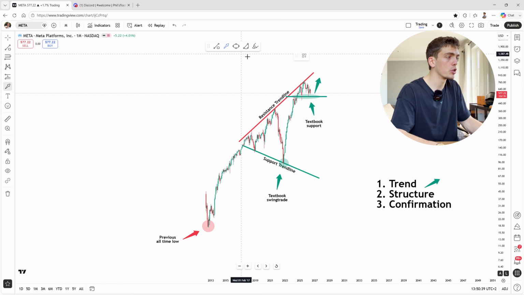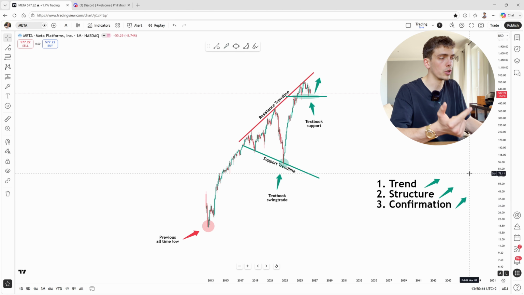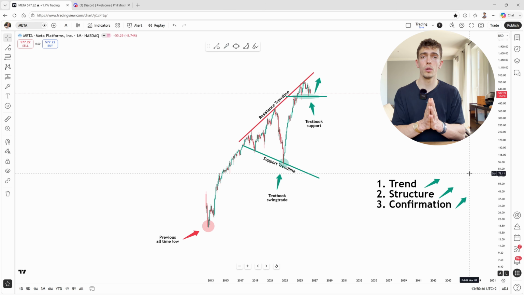You're properly able to manage risk on this one, and we once again have probabilities in our favor, since trend, structure, as well as confirmation are all pointing towards a major move higher.